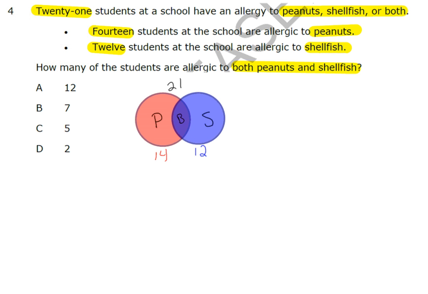And if we add 14 plus 12 together, we get 26, which means that some have to be allergic to both. To figure out how many, we simply subtract 21 from 26 to get 5. So there's 5 students that are allergic to both peanuts and shellfish. It's as simple as that.